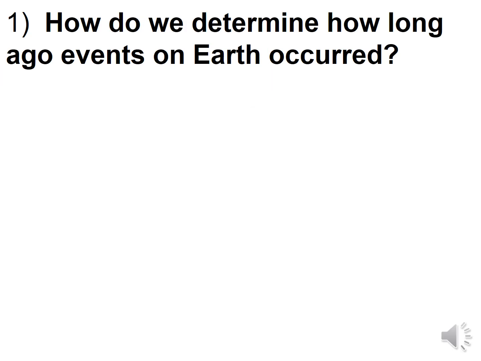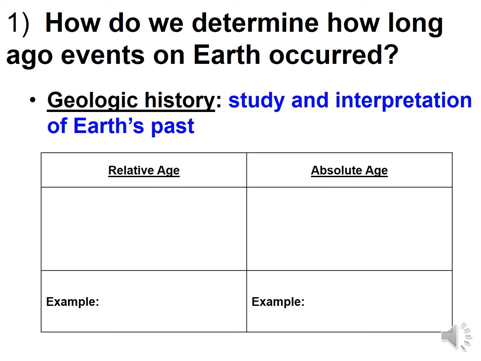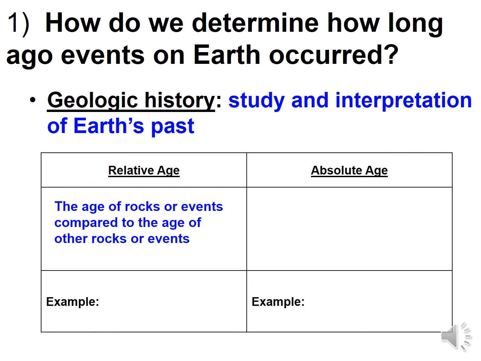So how do we determine how long ago events on Earth occurred? We do that through the study of interpretation of Earth's past, which we call geologic history. Again, like I mentioned, we have two different time scales, relative age and absolute age. Relative age is the age of rocks or events compared to the age of other rocks or events.